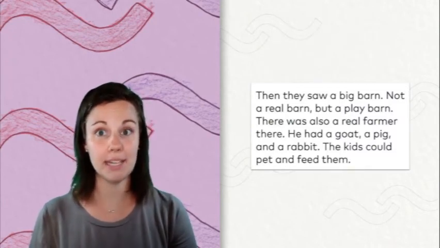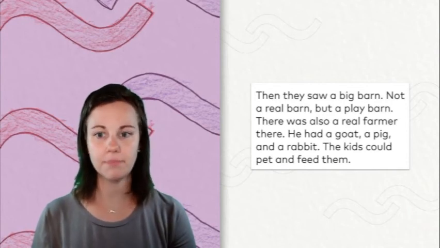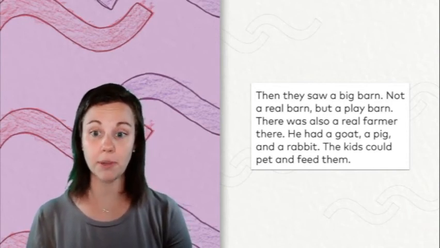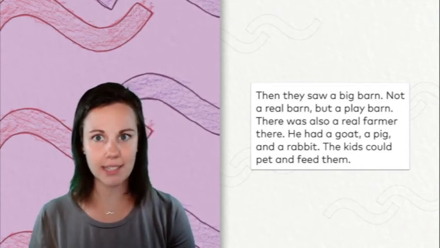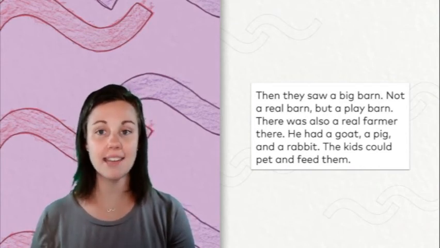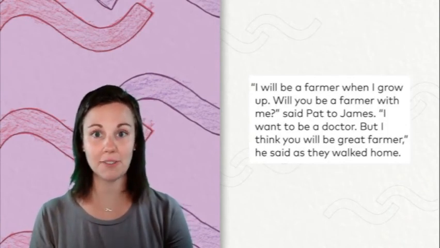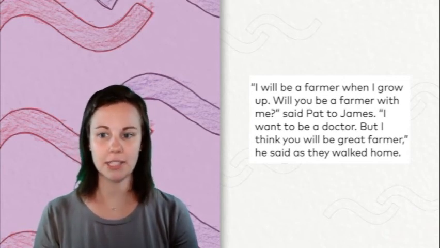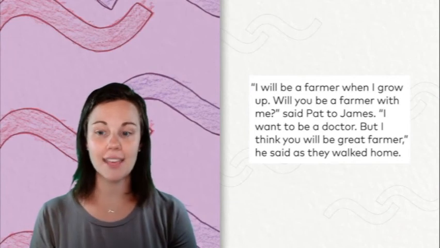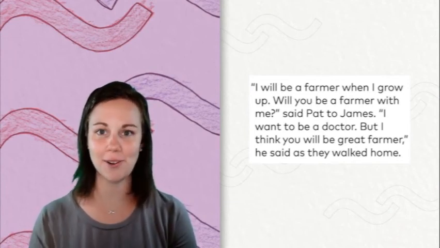Then they saw a big barn. Not a real barn, but a play barn. There was also a real farmer there. He had a goat, a pig, and a rabbit. The kids could pet and feed them. I will be a farmer when I grow up. Will you be a farmer with me? Said Pat to James. I want to be a doctor, but I think you will be a great farmer, he said as they walked home.